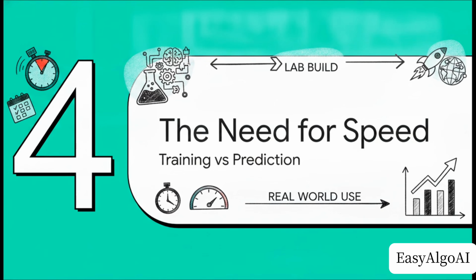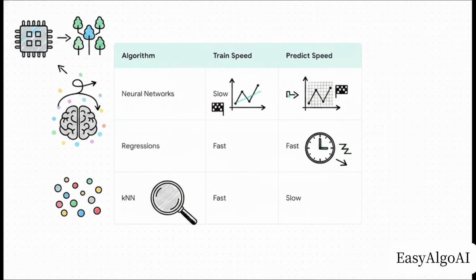All right, moving to section 4, the need for speed. So, the crucial point here is that there's a huge difference between the time it takes to build a model in the lab versus actually using it out in the real world. We're dealing with a strict trade-off between training speed and prediction speed.